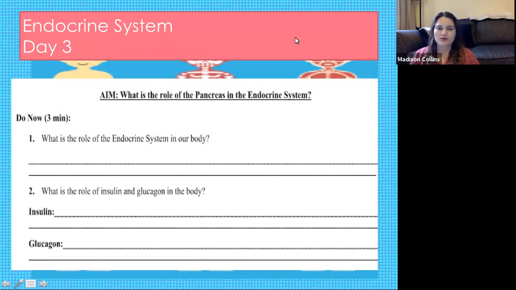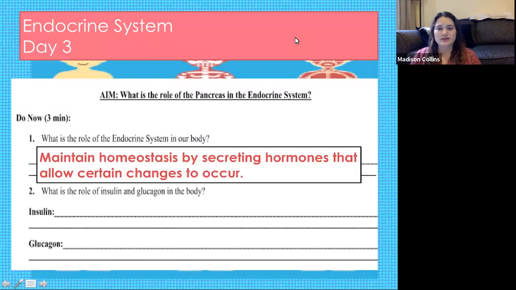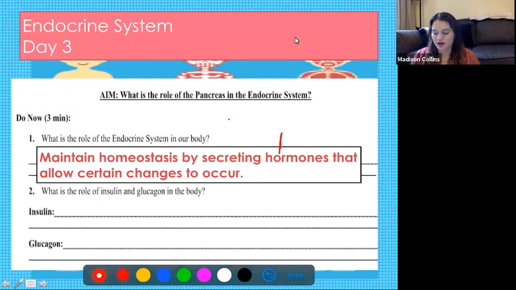Number 1, what is the role of the endocrine system in our body? We need to know that the endocrine system maintains homeostasis by secreting hormones that allow certain changes to occur. We also need to know that whenever we see this word hormones, we're talking about those chemical signals or chemical messengers that are going to move throughout our bloodstream to cause these changes. All right, chemical messengers or signals.